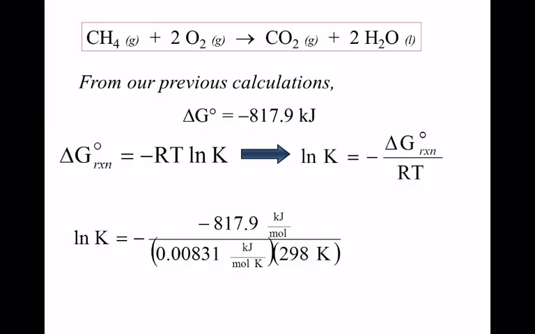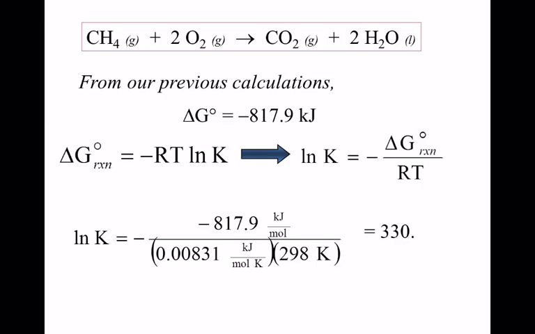So rounded to three significant figures. Now, this isn't K, this is the natural log of K. We still have to fix the natural log part of it. Looks like kilojoules and moles cancel and Kelvins cancel. Whew, the whole darn thing cancels, unit-wise. And we're left with the value, three significant figures, of 330. That's our ln of K.